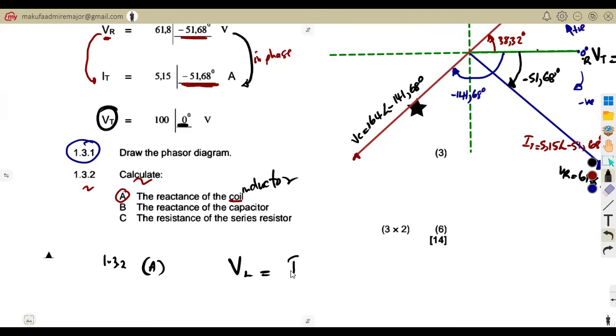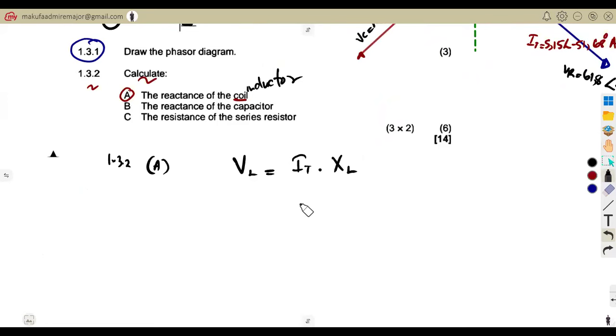We do understand that it is the total current times XL. So what is it that you need? That is XL, the reactance. So you're simply going to divide by the total current, because you are given this. So divide by the total current. That was going to give us the value of XL.